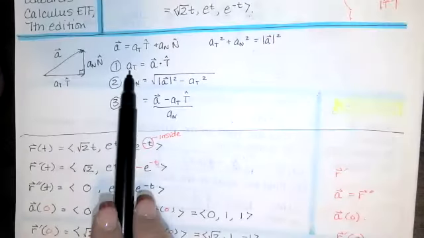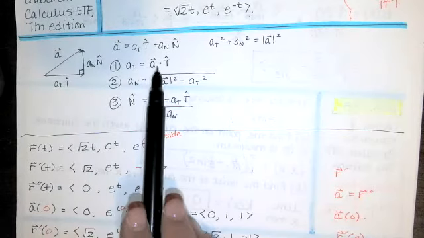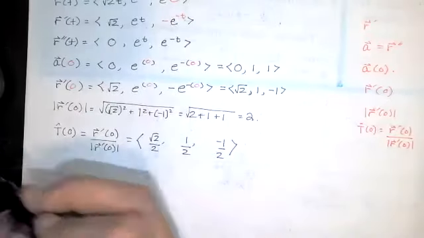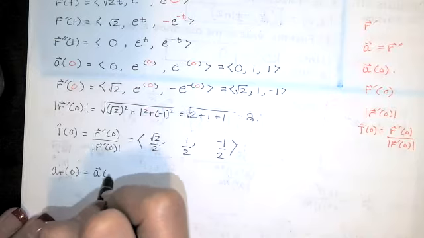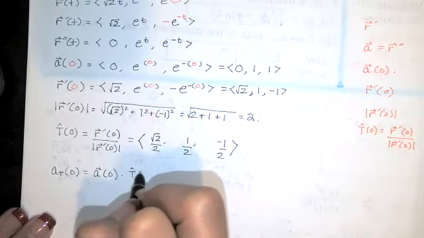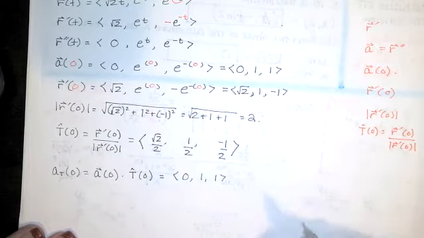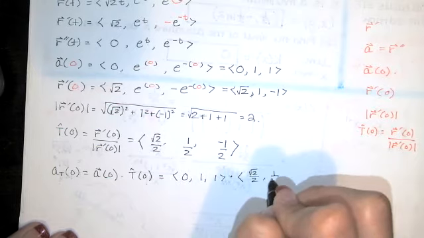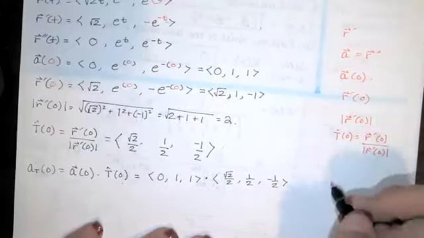Now, a sub t, the tangential component of acceleration, is the dot product of the acceleration with t hat. I want a sub t at 0. So I'll find a sub t at 0 by taking these two vectors and dotting them. So I've got the vector with components 0, 1, and 1, and I've got this vector, and we're taking a dot product.